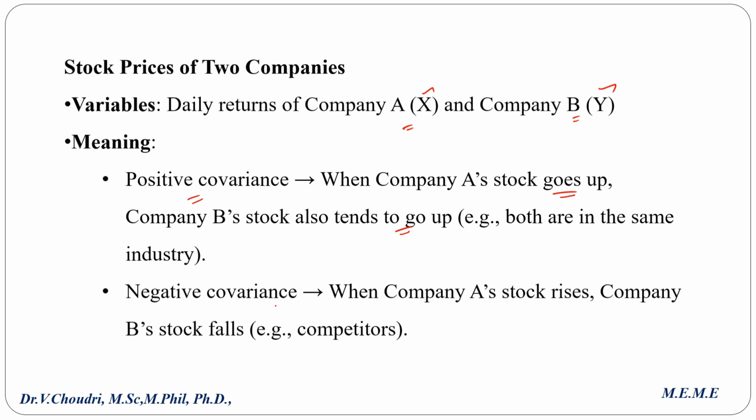Negative covariance: when company A's stock rises, company B's stock falls. For example, competitors, for example, Airtel and Jio. Airtel and Jio. So both are not dependent, both are independent.